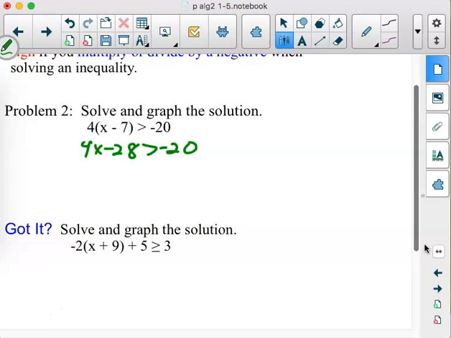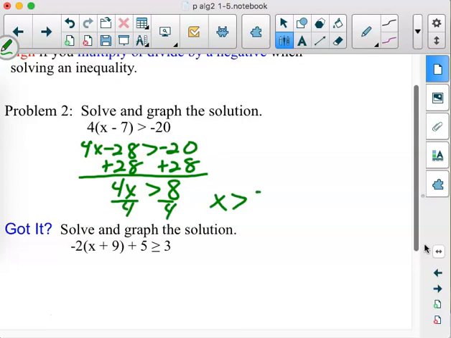Then what are you doing? Come on, some of you are already done. What are you doing? Do we have to flip the sign if we add 28 to both sides? No flipping. Then what would you do? And if we divide by 4, are we going to have to do some flipping? Nope, 4 is positive. There it is, right there.